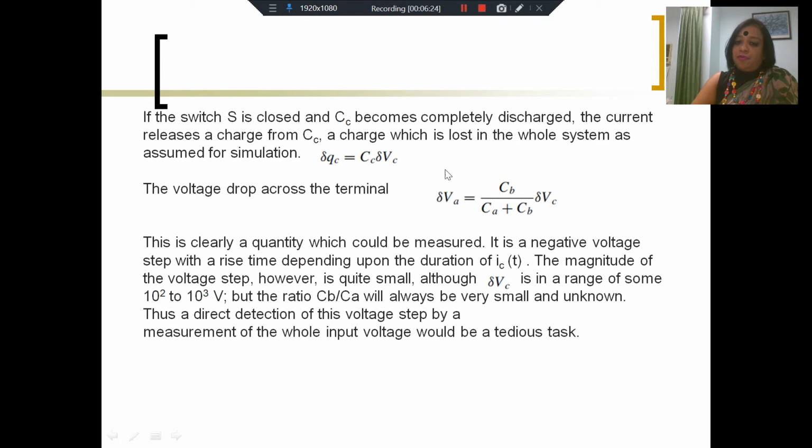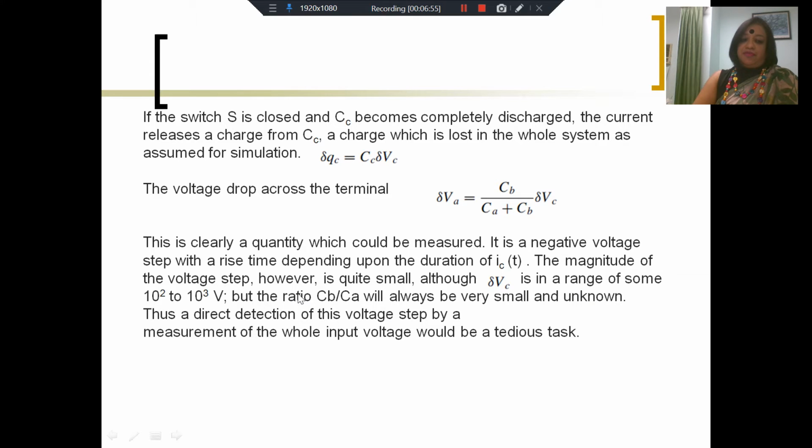So therefore, the fall in the voltage VA can be measured, and we also note that this drop in voltage is directly linked with the drop in voltage across the void, and the drop in voltage across the void is related to the quantity of charge which is involved in the discharge of the void. So therefore, this delta VA is a negative step voltage with a rise time which depends upon the duration of ICT.